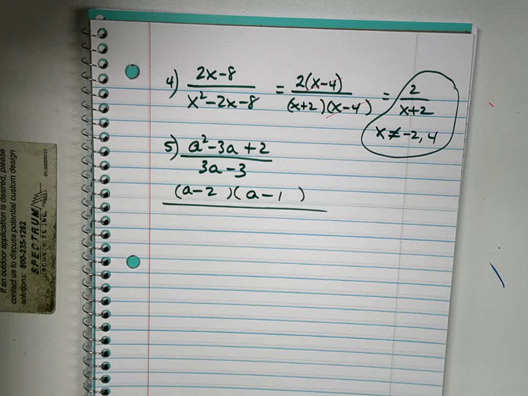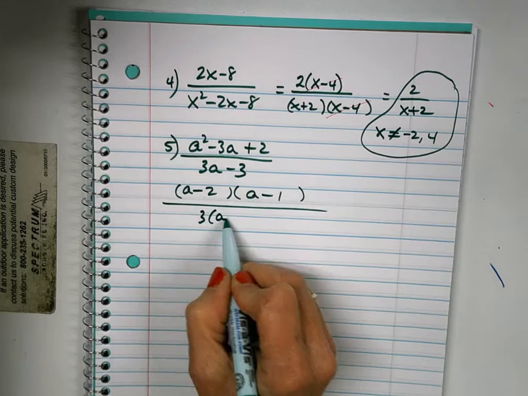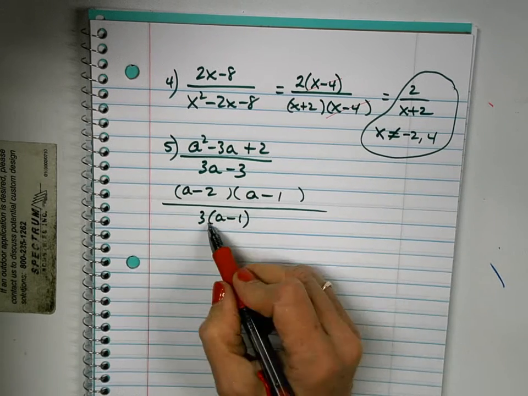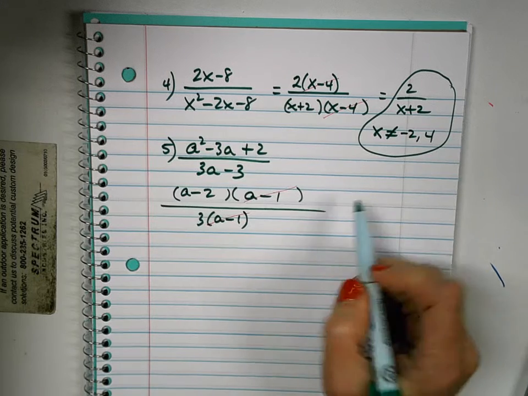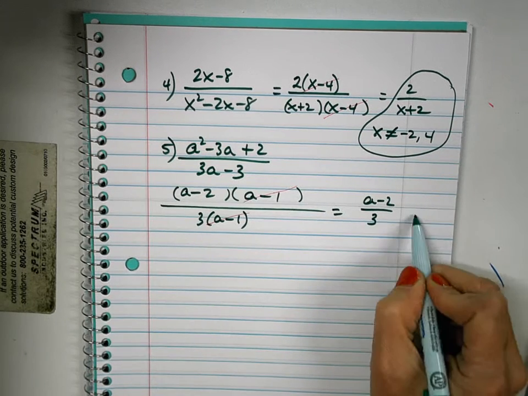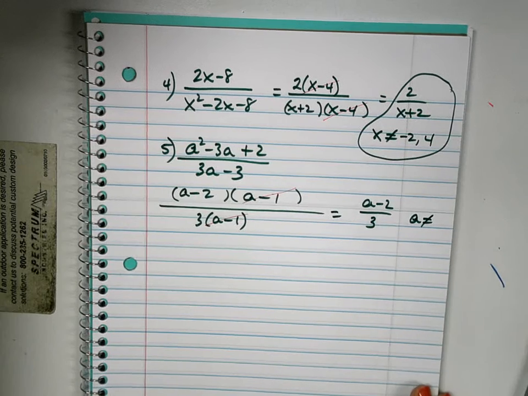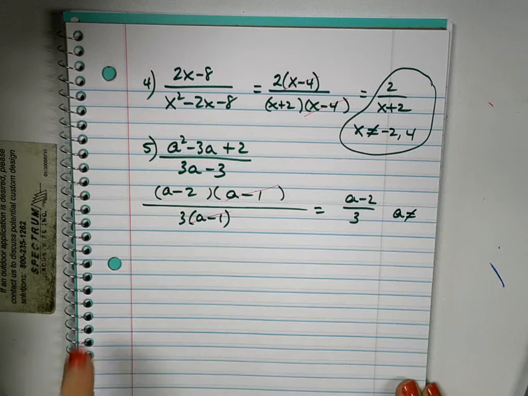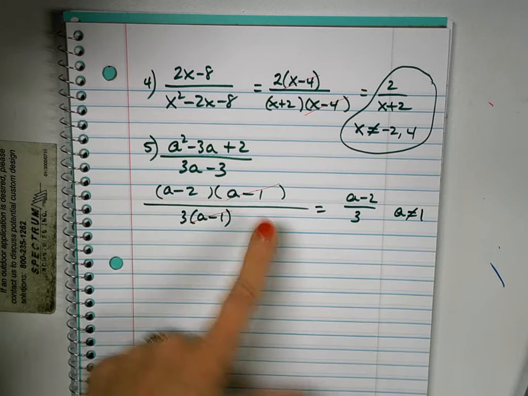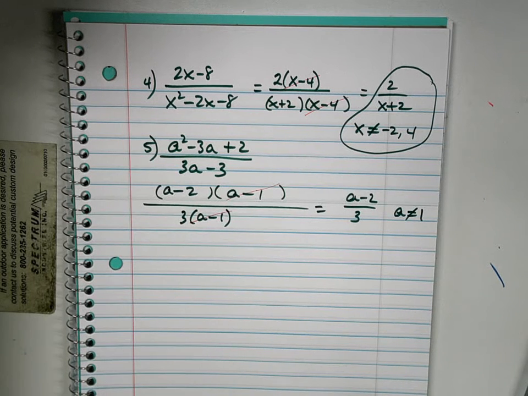And then can we factor the bottom? Okay, so see the common factor that we can cancel here? It's the a minus 1. That's what we can reduce. We'd be left with a minus 2 on top and 3 on the bottom. And there's only one excluded value, and that is 1. We don't have to worry about 2, right? You can have 0 in the top. You just can't divide by 0.